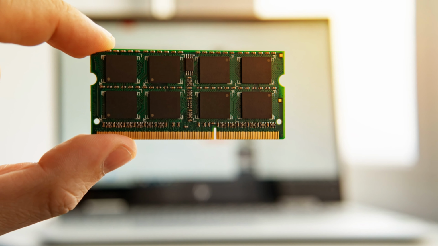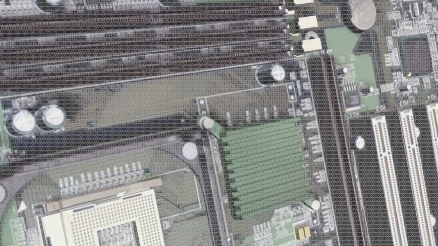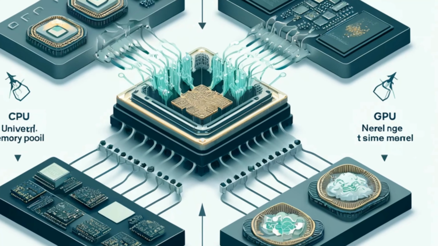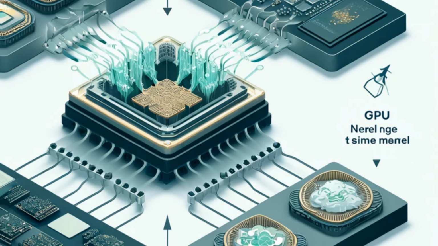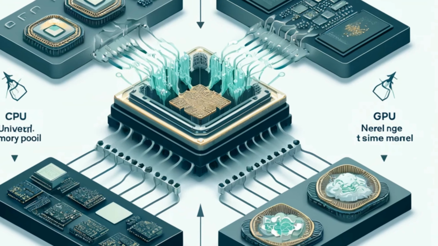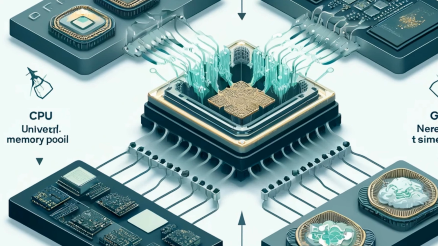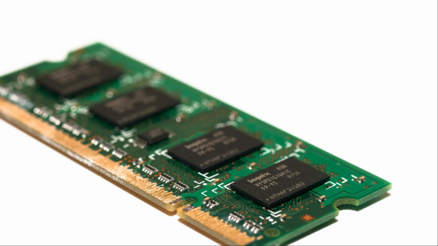One of the key architectural innovations of the M4 chip is its Unified Memory Architecture, or UMA. This elegant solution breaks down the traditional barriers between the CPU, GPU, and neural engine, allowing them to share the same pool of memory seamlessly. This shared memory pool has profound implications for performance, efficiency, and overall system responsiveness.